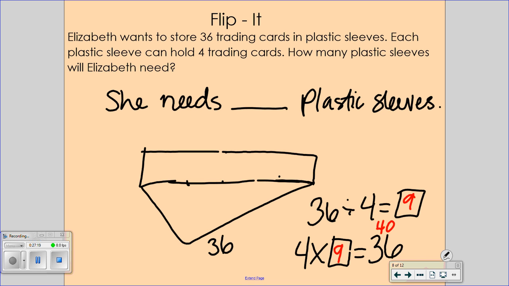9. She needs how many plastic sleeves? 9. Okay, 4 times 8, 4. It's 32. Yeah, is that 36? No, but it's close. It is close. But what from your hand?